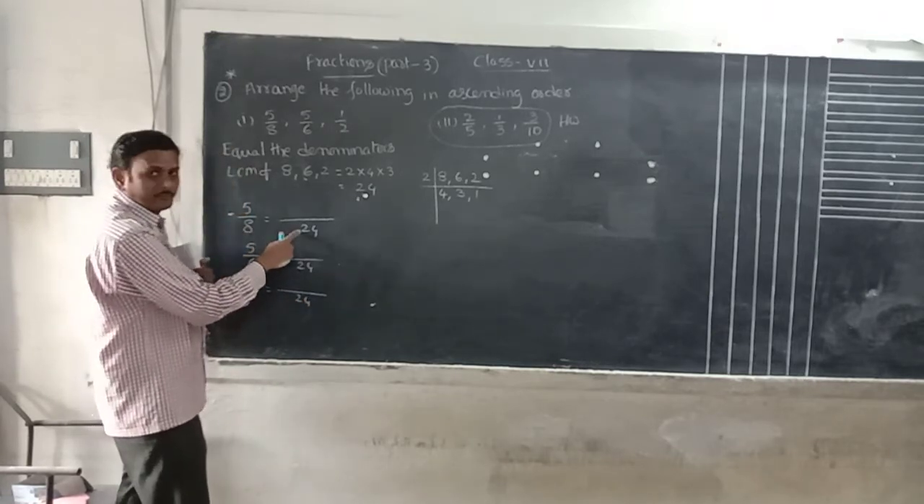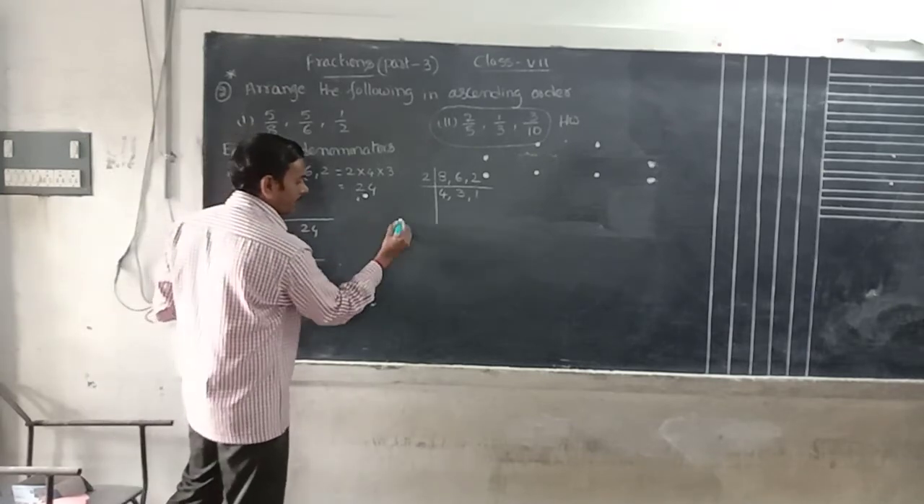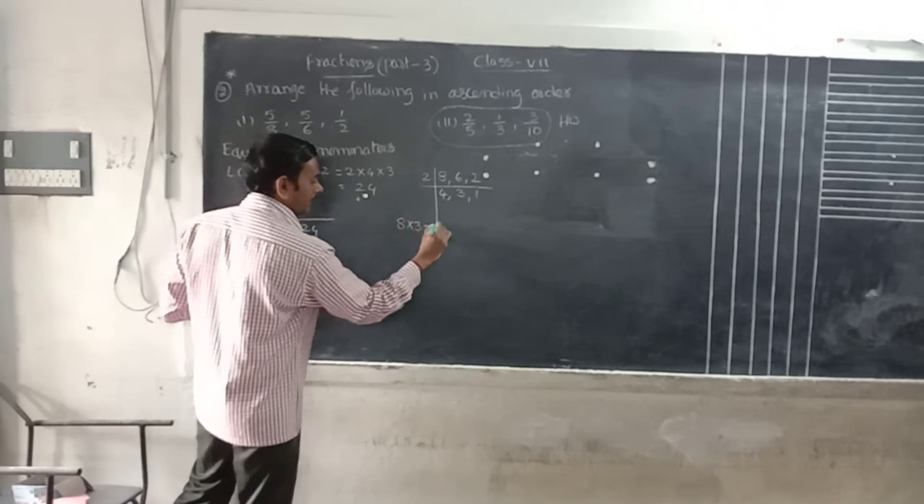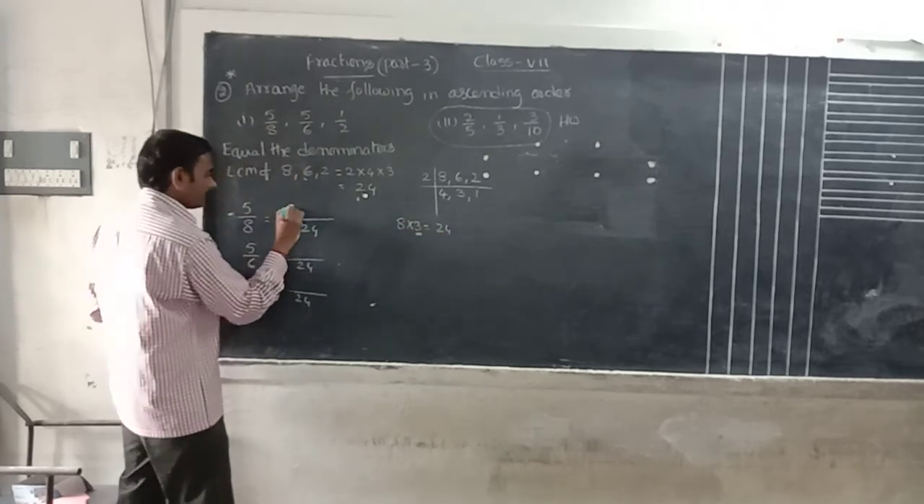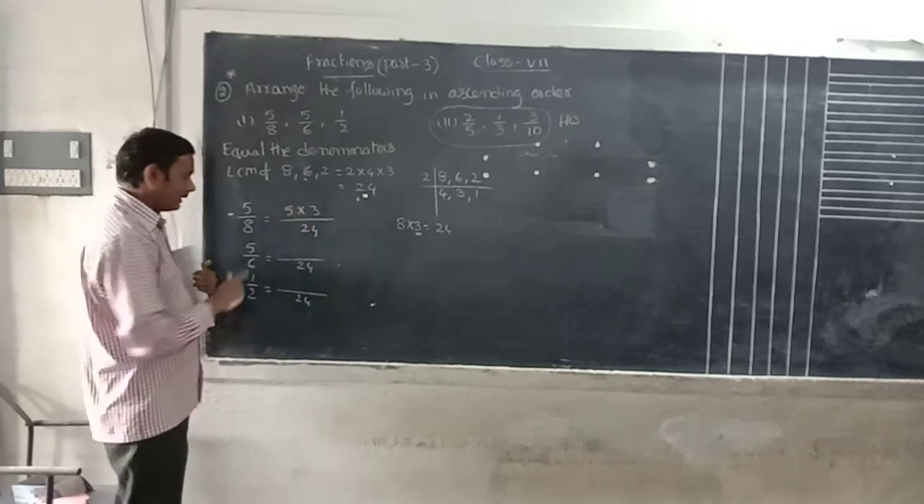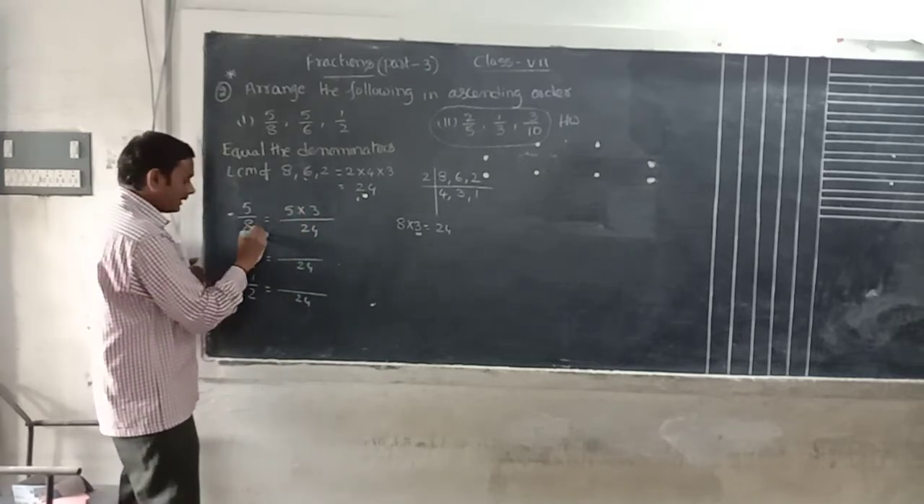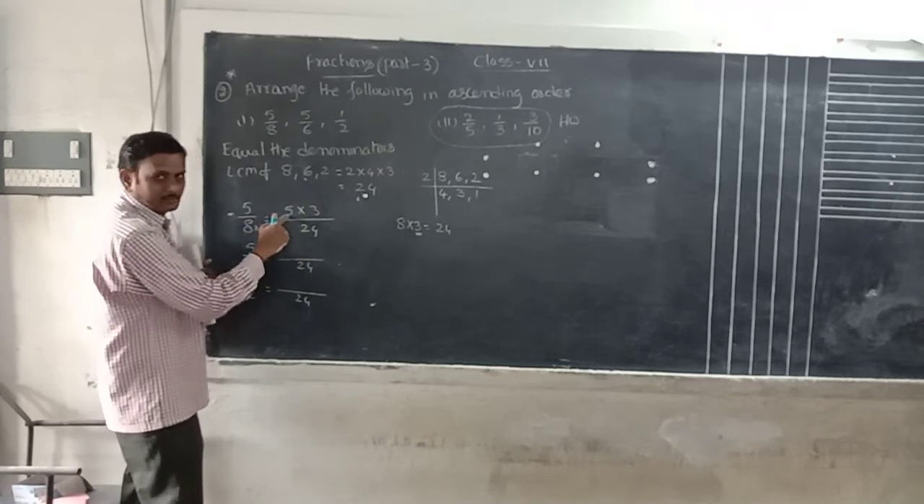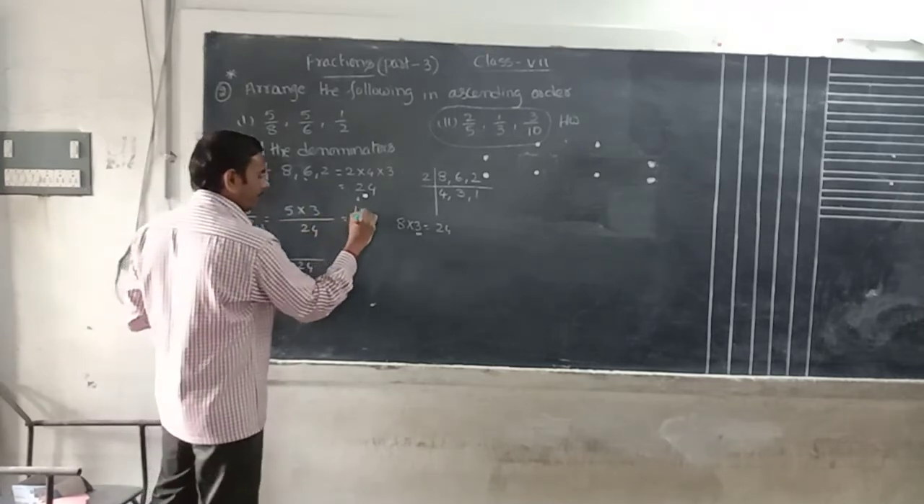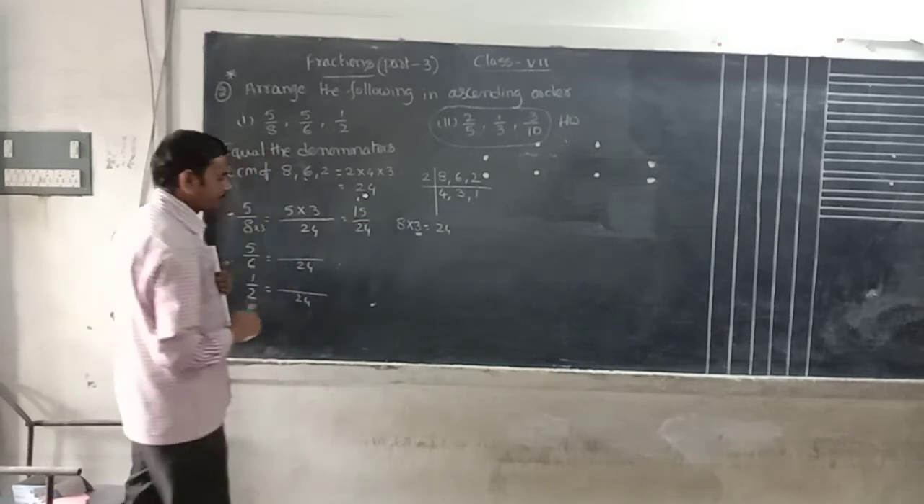In the 8 table, which number should multiply to get 24? 8 threes are 24. That means this 3 should multiply to the numerator too. So 5 times 3 is 15, giving 15 by 24.